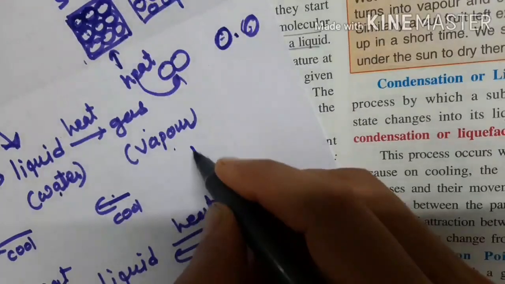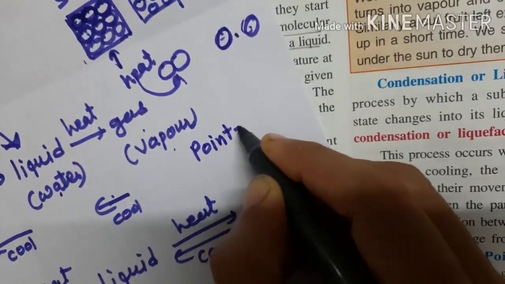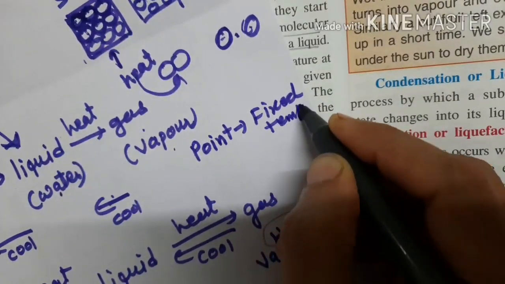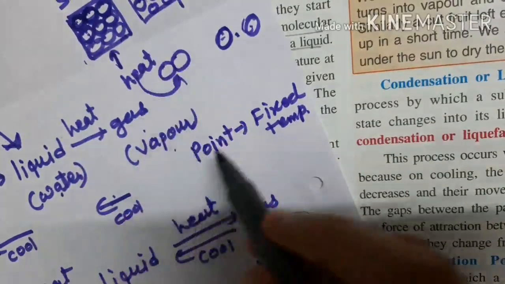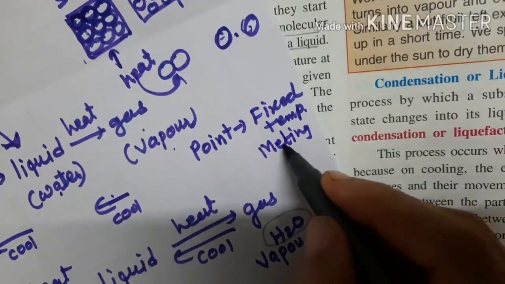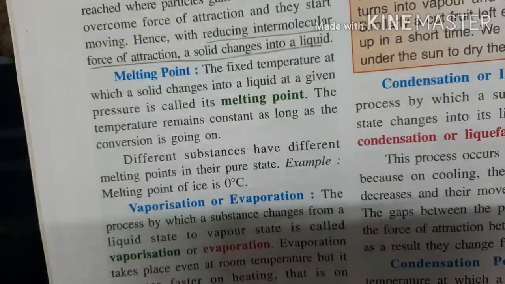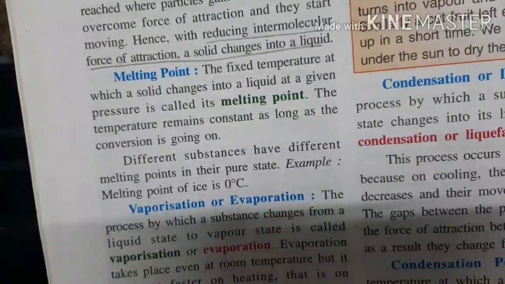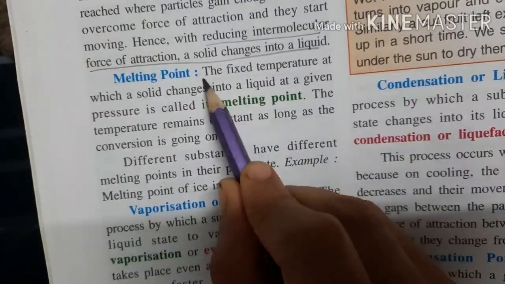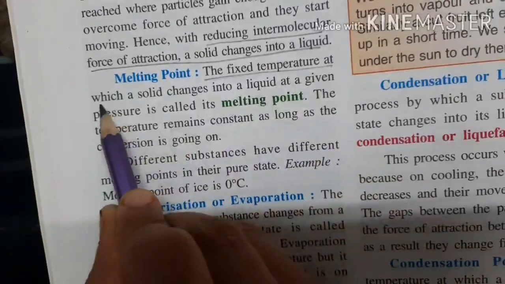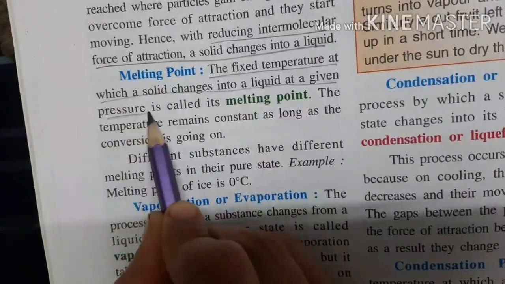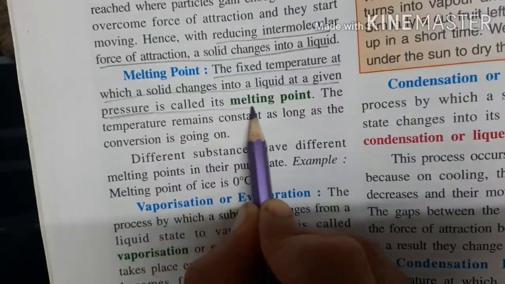What is the point here? Point means the fixed temperature. We can say that the fixed temperature at which a solid converts into a liquid is called the melting point. Remember, students, melting point. So, the fixed temperature at which a solid changes into a liquid at a given pressure is called its melting point. Underline this, very important. Given pressure means atmospheric pressure.